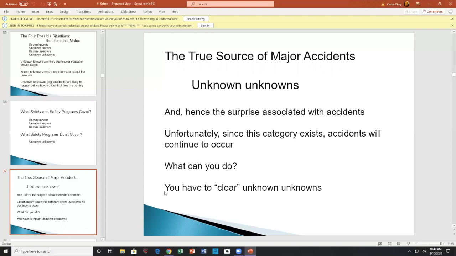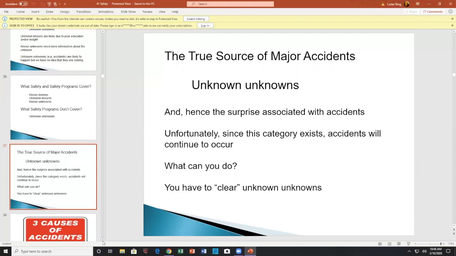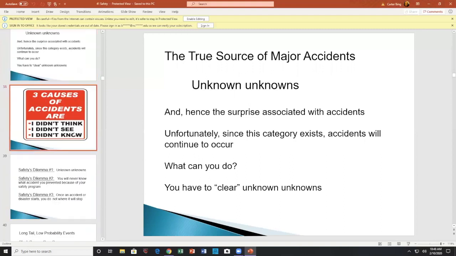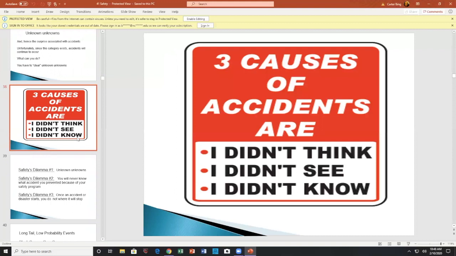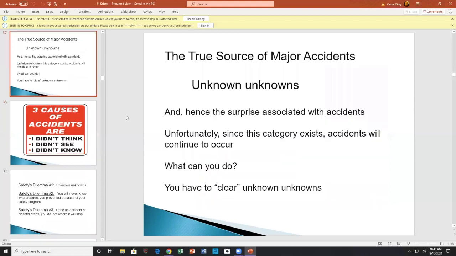In other words, you are in a continual learning state on how things can cause accidents. So I have this little signpost in here. I'm sure there are more reasons, more causes than three for accidents. I didn't know. What the fourth one should say is I did not understand. You may, getting back up here, see, you may know it. Let's go back one more still.